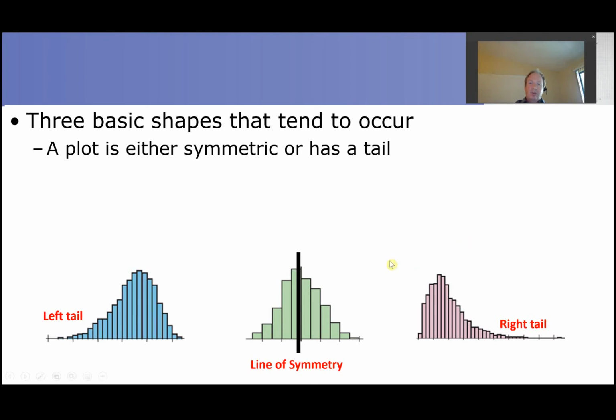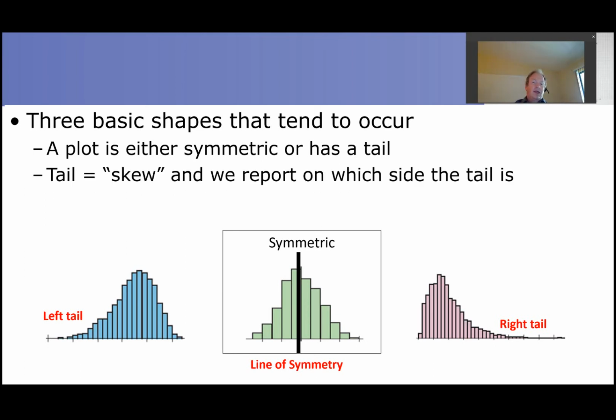Essentially, we say that a plot is either symmetric, meaning that there's a line of symmetry and it's pretty much a mirror image, or I could take the plot and fold it over and it would pretty much superimpose, or it has a tail. You can see this data set has a tail on the left, this data set has a tail on the right. And when we describe them, for example, we would say this data set is symmetric.